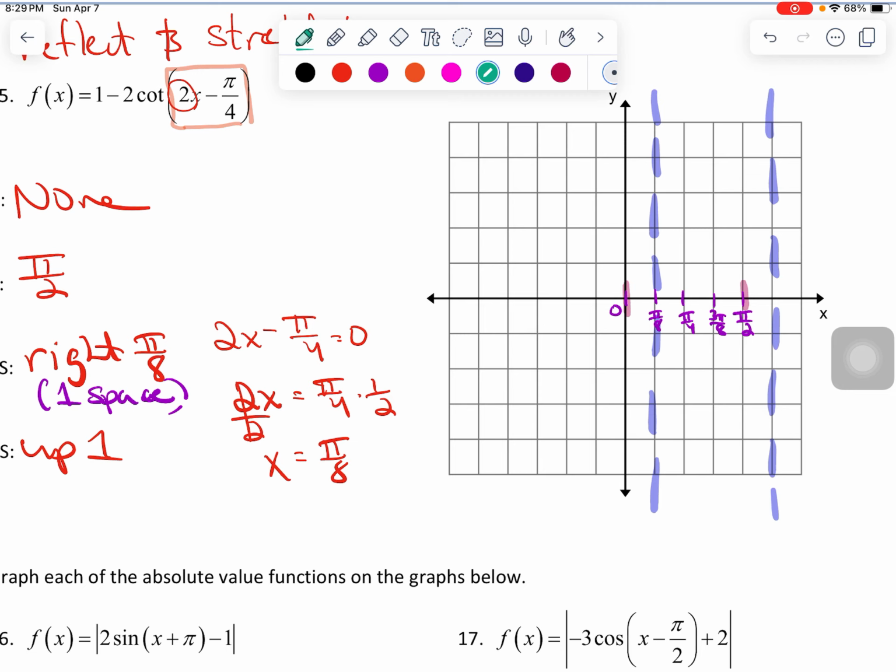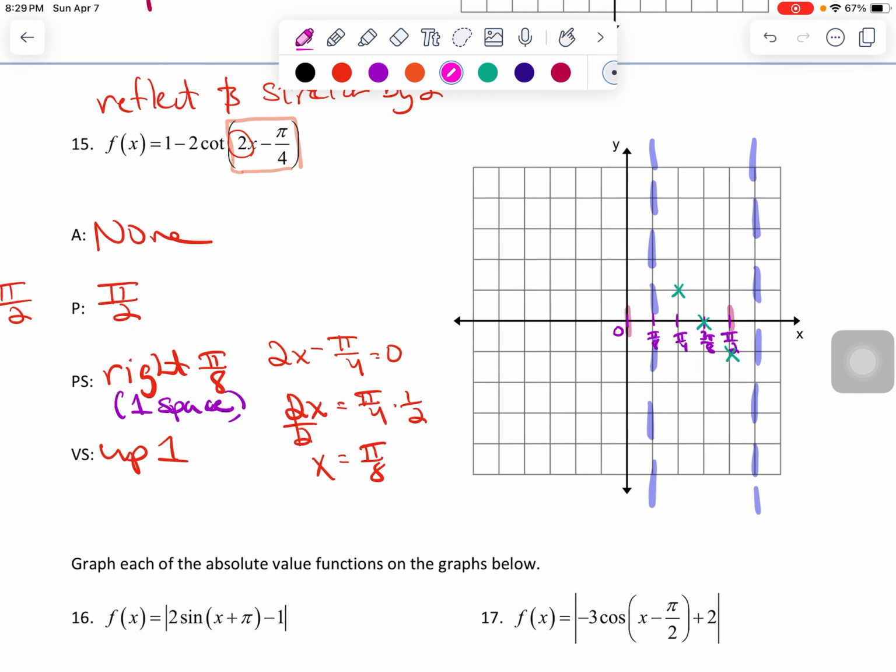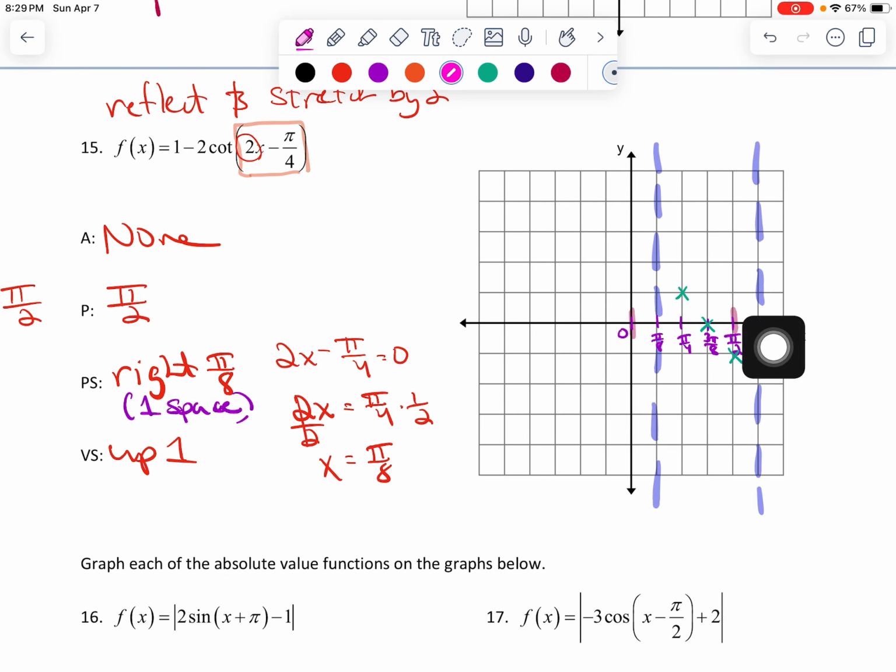Now, normally I'm going to use my little green x's here. Normally, cotangent is a decreasing function, so you'd start here right after the asymptote. You'd be at positive 1, 0, then negative 1. So x, x, and x. However, we have to do a few things here. We need to reflect it, we need to stretch it by 2, and then shift everything up 1.